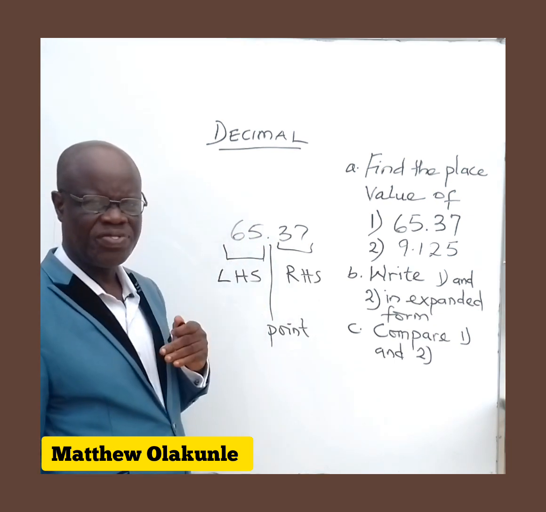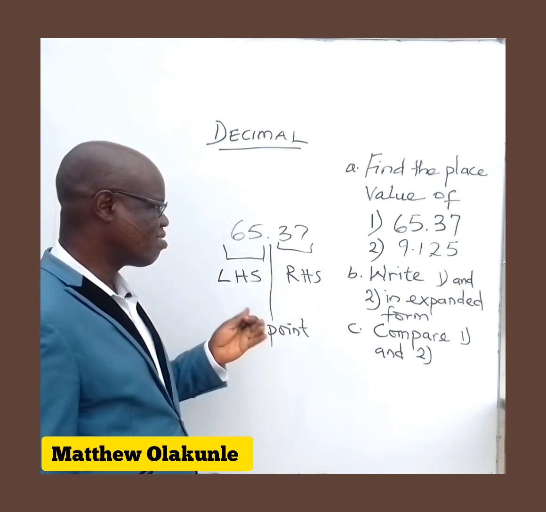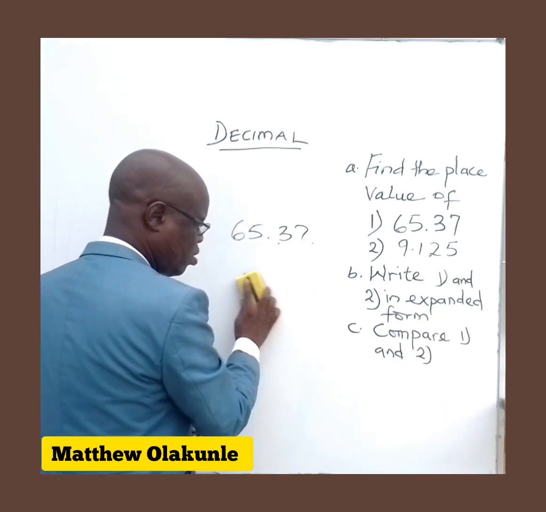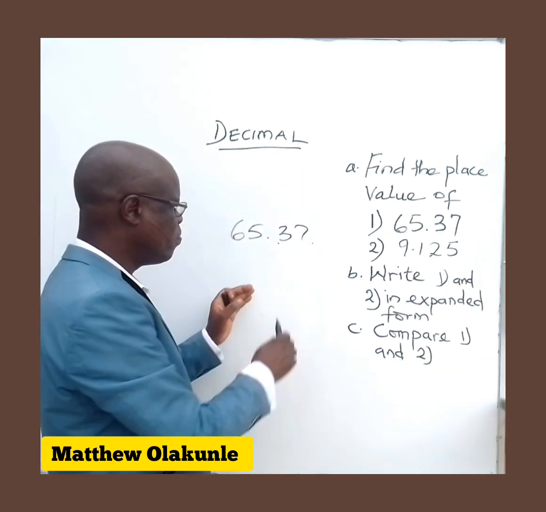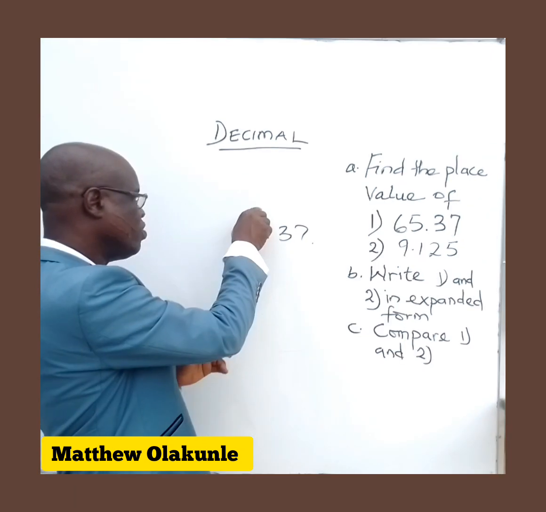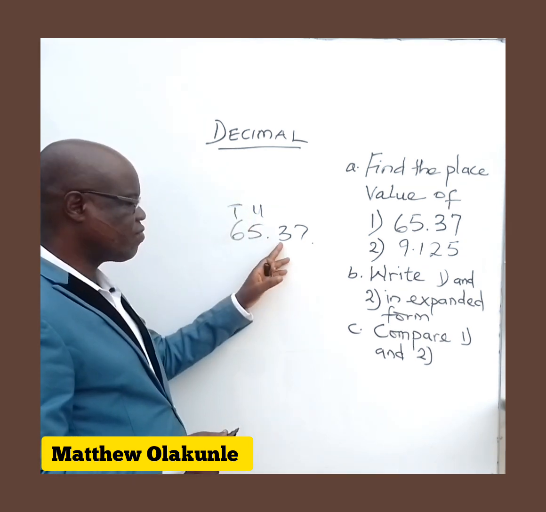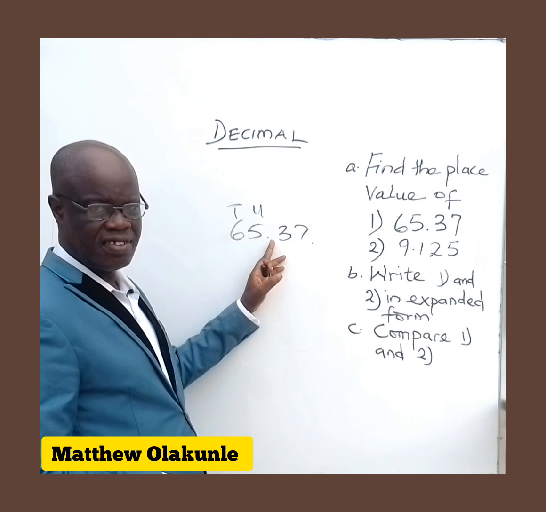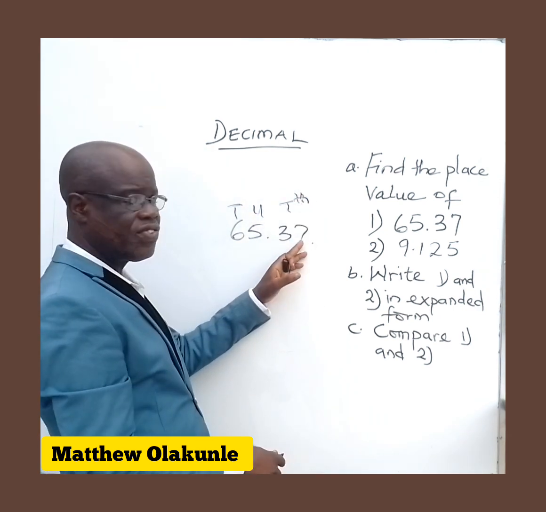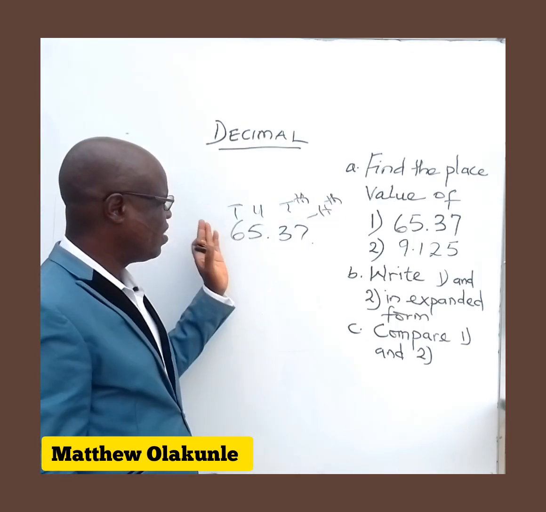Now we want to see how we put place value on each digit in a decimal. Look at this same number here. This part is the whole number part. Already we know this is unit and this is 10. Then the next one, after this point, is called tenth. And then this one is called hundredth. So you have put the place value.